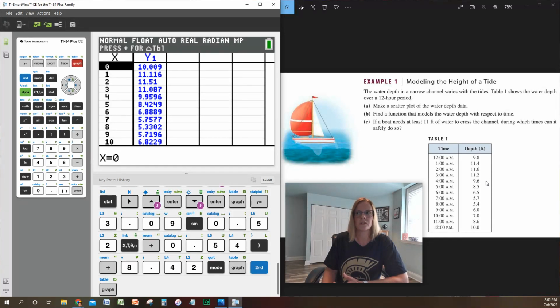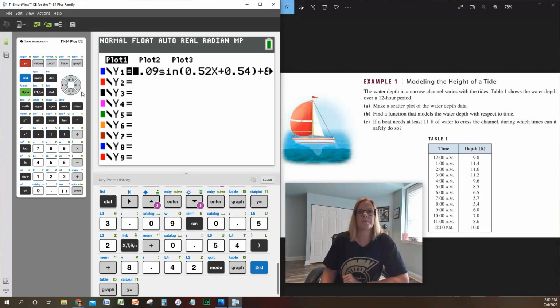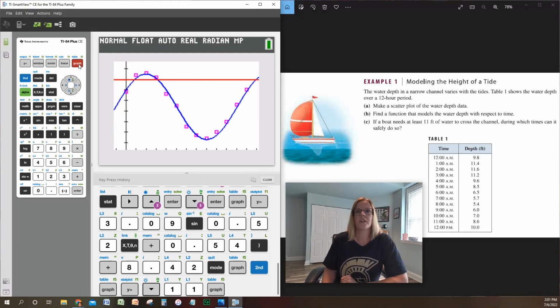So somewhere in between there is 11.0. We want to find 11.0 exactly, okay? So I'm going to show you the trick for doing that. We're going to go back to y equals, and you can arrow down so you're at the second equation, and just type in 11. And then when you hit graph, that'll make a horizontal line go across your graph.